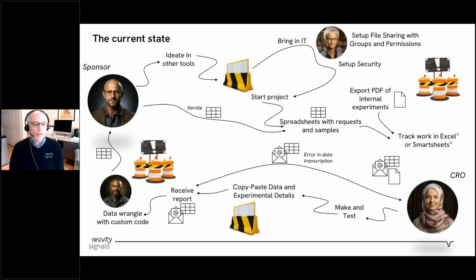So I'd like to take a deeper dive and look at the current state of the communication and collaboration challenges when working with a CRO. There are 4 or 5 roadblocks that we have articulated by talking with customers. The first challenge is sharing information with the CRO, which requires setting up the proper file permissions and sharing scenarios with your IT organization. And then once this is done, you can start your project and share your spreadsheets and samples and documents.